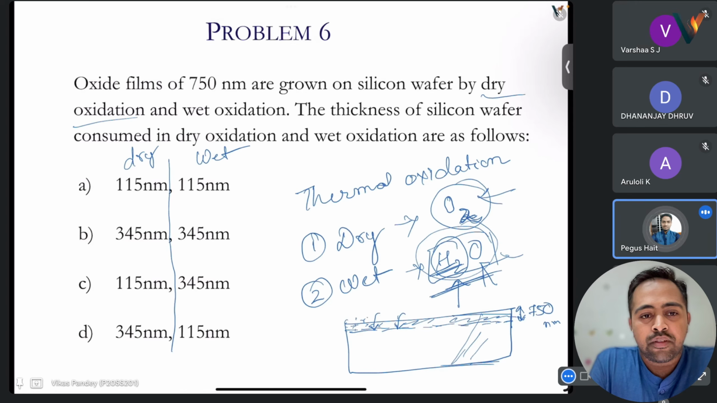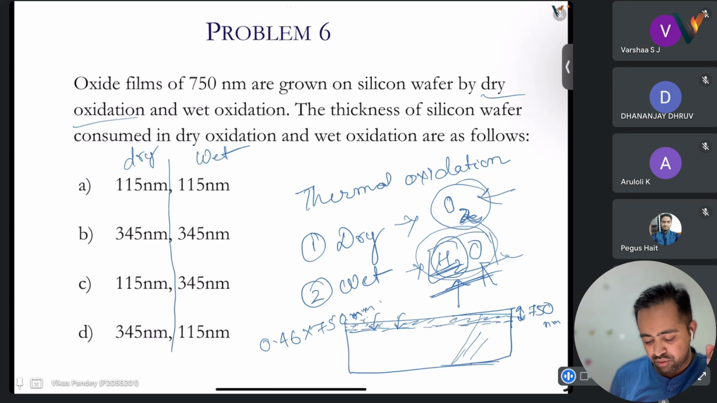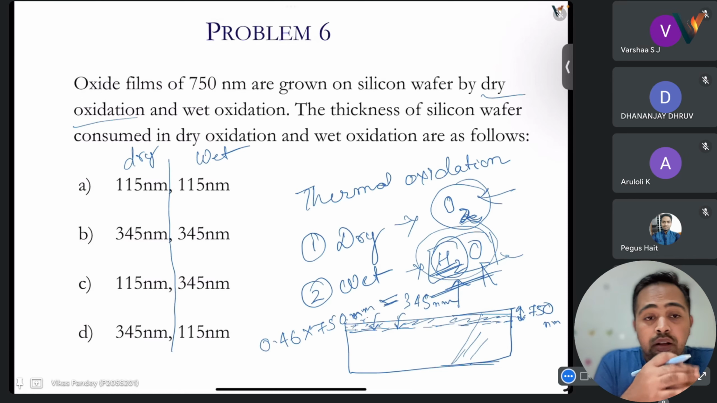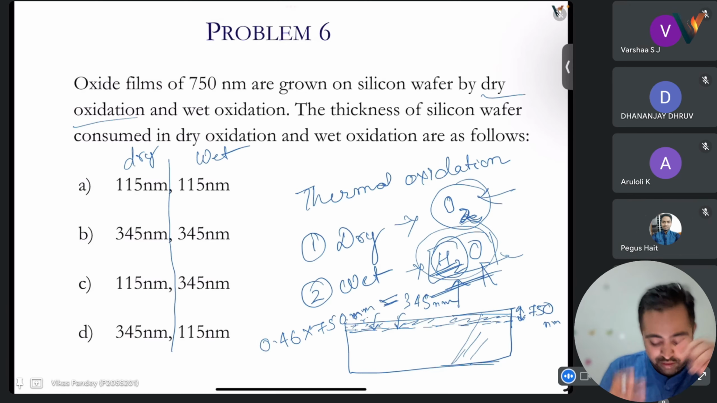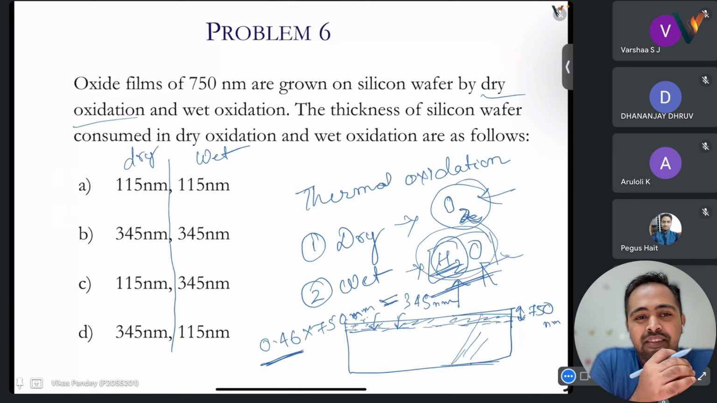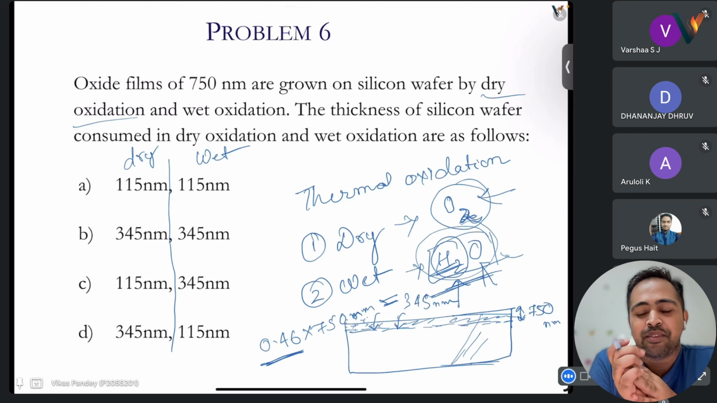345, 0.46 times the value 750 nanometer, right? So if we do this, the answer is 345 nanometer, right? And for both the cases, can you tell me from where this 0.46 came? It is shown there, but does anyone have an idea why this 0.46?